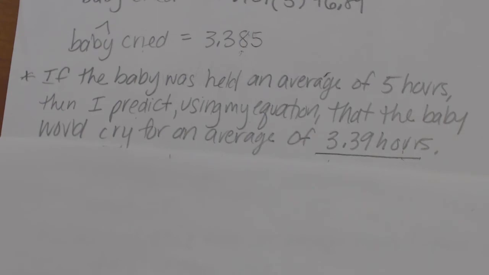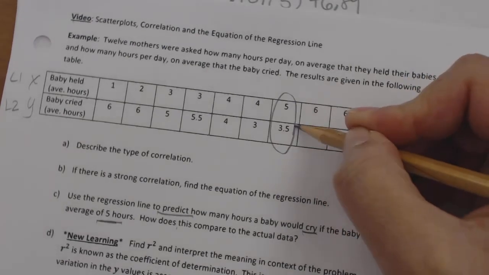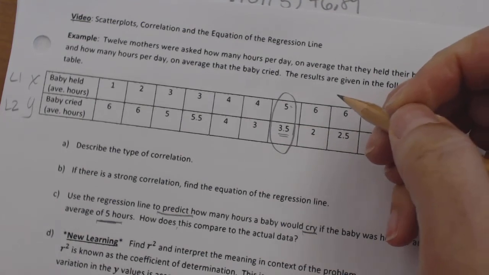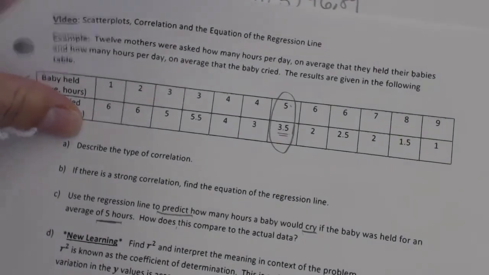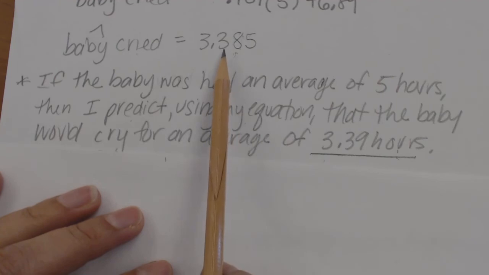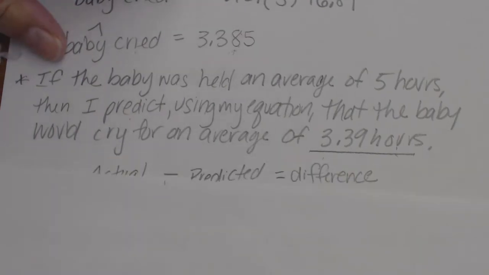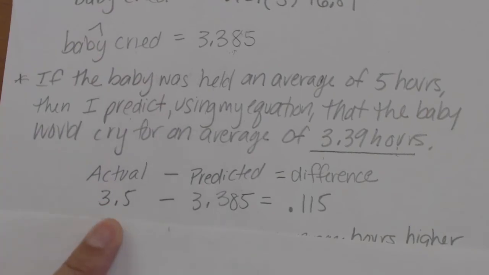Now, how does this compare to the actual data? Well, let's look back at the actual data. I'm going to circle 5 hours that a baby is held. It actually cried for 3.5 hours. This is the true data. When I used my prediction equation, I received an answer of 3.385. So predicting 3.385. Well, how far is that off? Let's look. If you take your actual, which was 3.5, and you subtract it from your predicted, 3.385, I receive the difference.